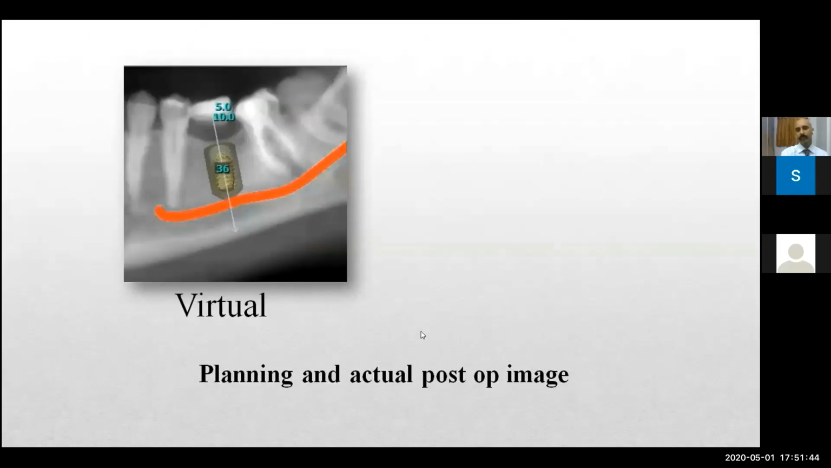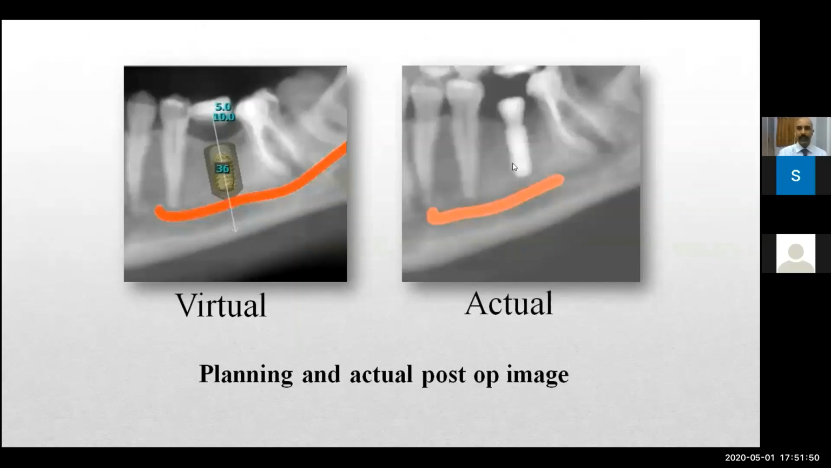Later, once this implant was placed intraorally, we obtained the post-operative CBCT scan. In the post-operative CBCT scan, this is how the implant is placed, exactly where we had originally envisioned it to be. We wanted it to be about 2 millimeters away from the superior cortex. You can see very clearly that it is about 2 millimeters away from the superior cortex of the left mandibular canal.